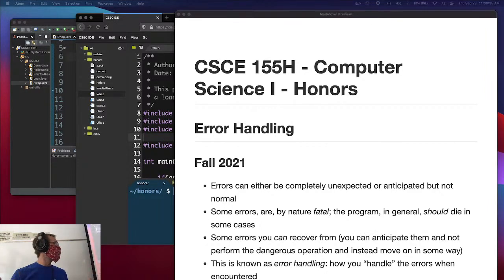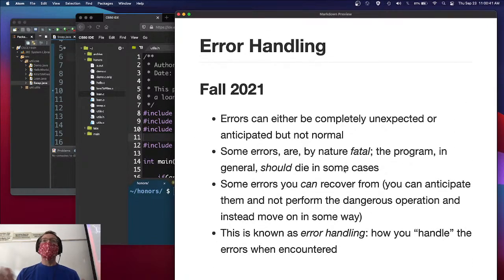Errors are things that can be completely unexpected, or anticipated but not normal. For example, missing a file. Your program is supposed to open up a file and start processing the data in the file. That file is not there, or you don't have permissions to view it, or it's corrupted in some way, right? It could go wrong a million different ways that you could anticipate, and then you could write code to handle that situation, and that's what's called error handling in general.